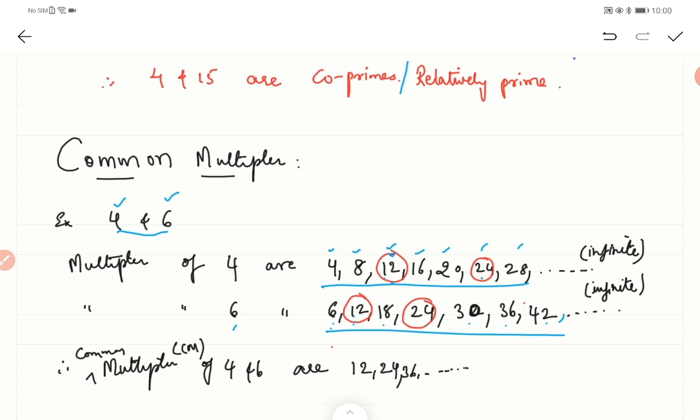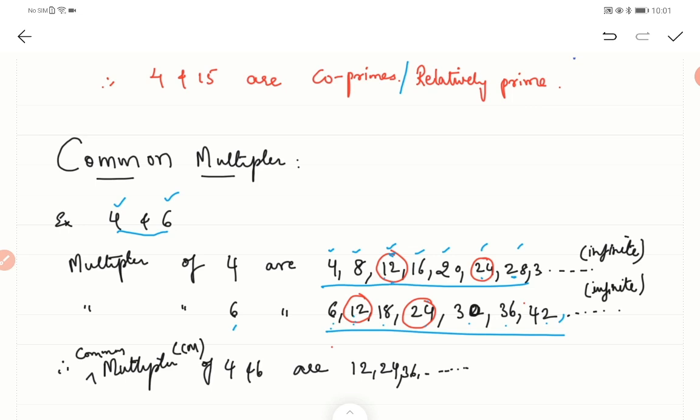And when you move further, you'll have many more. If I take more multiples of 4, what you'll get after 28 is 32.